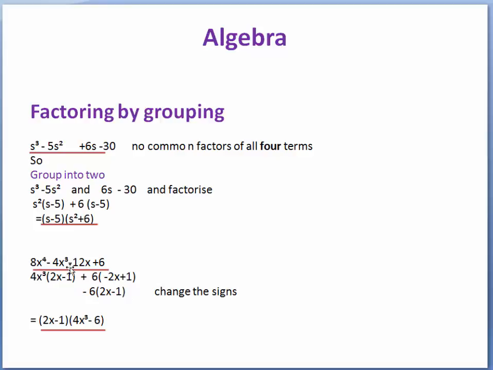Here, when we follow the same rules, for 8x to the power 4 minus 4x cubed, we get 4x cubed, 2x minus 1. And here we get 6 minus 2x plus 1. But these two binomials aren't the same. However, if we look at it, we can make them the same by changing this to a minus. But when we do that, we have to change the signs inside the bracket. So this becomes 2x minus 1, and here we've got the same binomial here and same binomial here. Common, take that out, put it here, and then 4x cubed minus 6 in brackets.